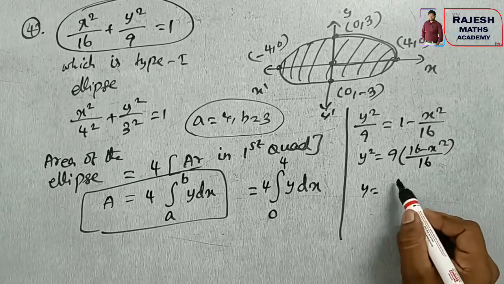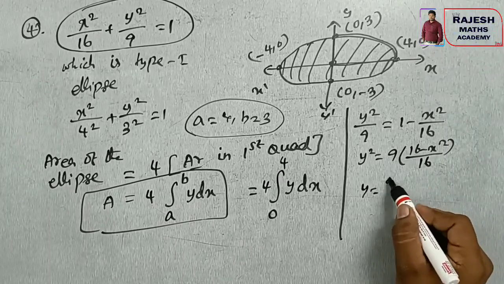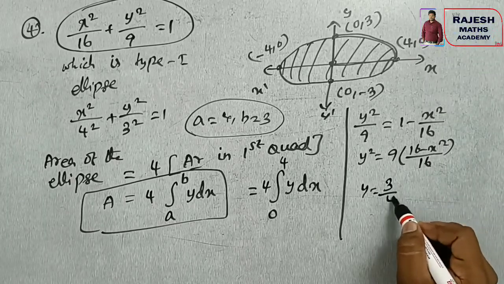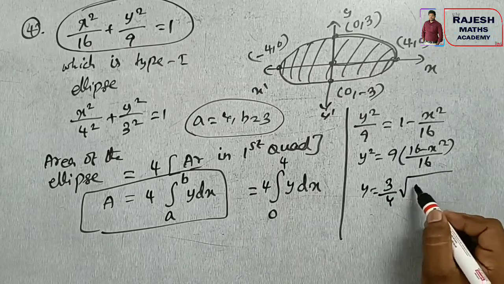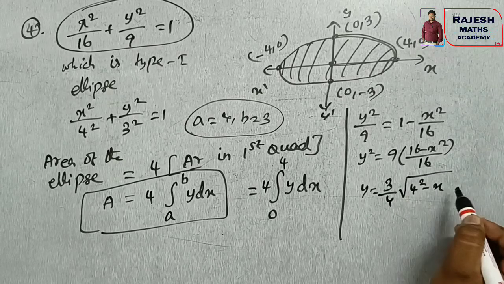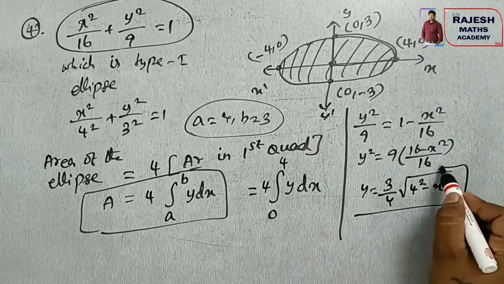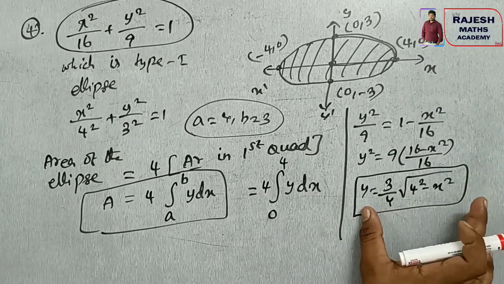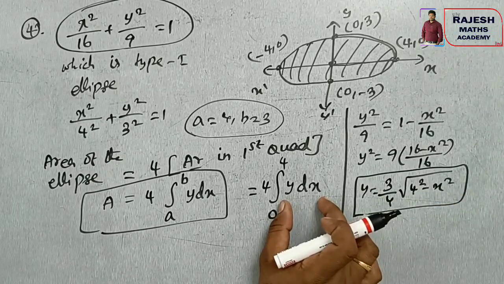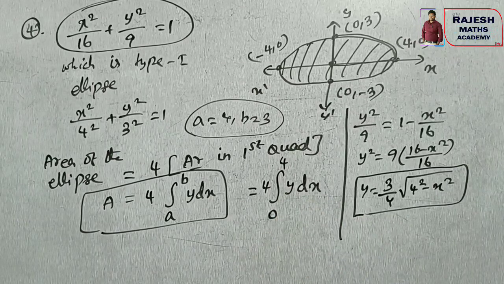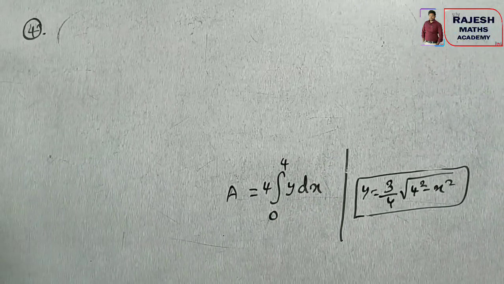So the value of y: root 9 equals 3, root 16 equals 4 will come. The remaining will be inside the root, that is 4 square minus x square. This is the value of y. So this value of y we will apply here, and then we will evaluate this integral. So apply it now. What will come?